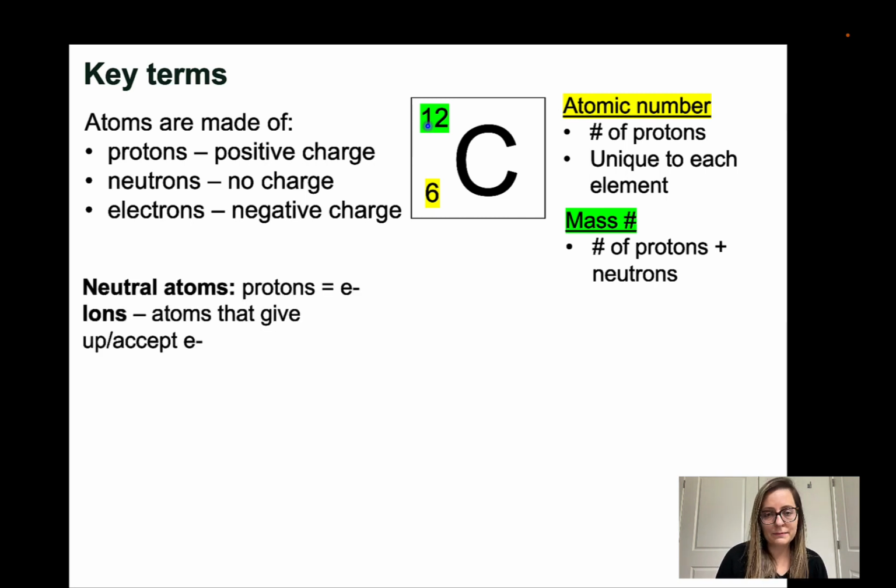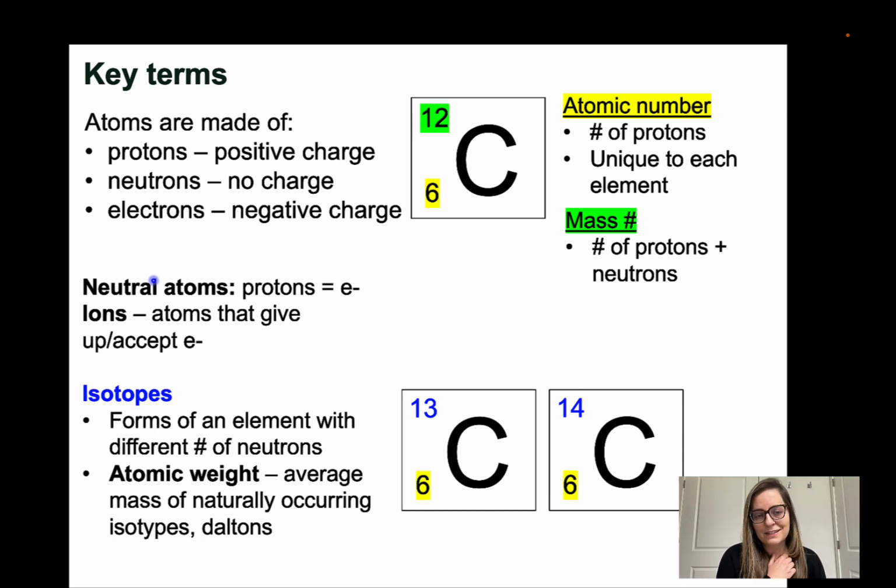In neutral atoms, the number of electrons equals the number of protons. So if we take carbon here that has 6 protons, this means that a neutral atom of carbon would have 6 electrons. Some atoms can also exist as ions that give up or accept additional electrons. And so something like this might be a chloride ion or a sodium ion. We'll talk about this more when we talk about ionic bonds. But in general, if I don't say anything about an ion, you can assume that I'm talking about a neutral atom.